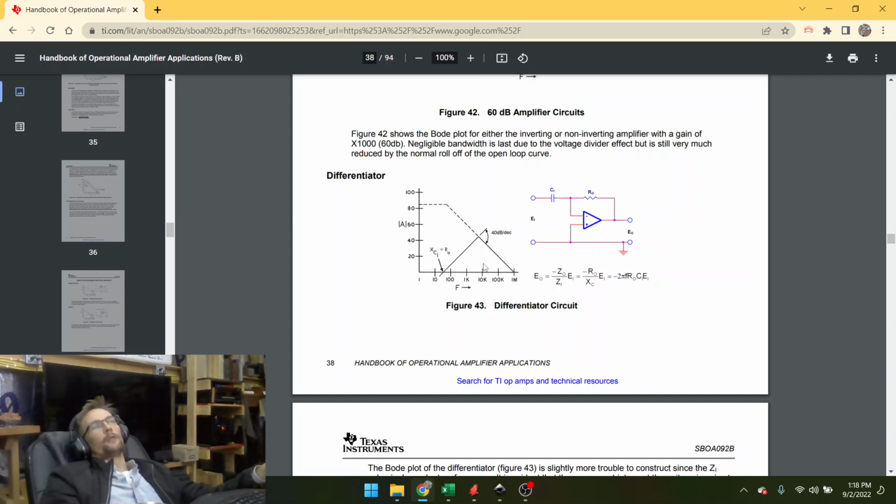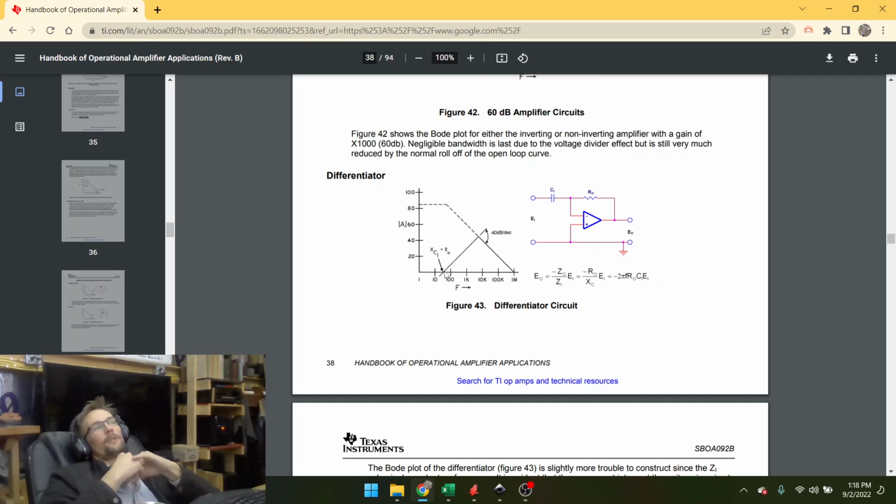And this is the frequency that it's centered at. So the impedance of your capacitor on the input equals RO. That's the lower frequency limit. I did not know that. Wow, you learn something new every day, huh?